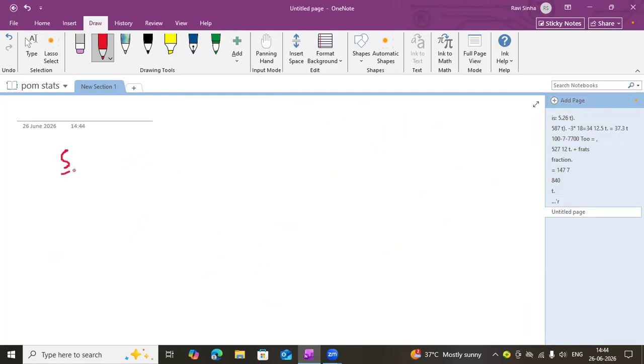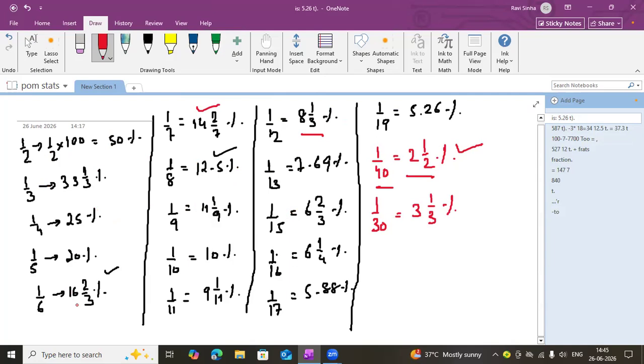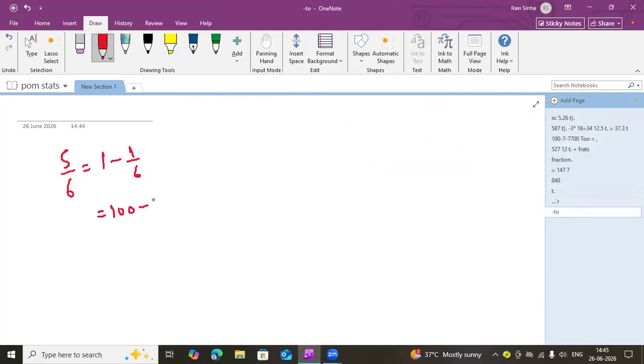Next is 5 by 6. This can be written as 1 minus 1 by 6. Or this is 100% minus 1 by 6, which is 16 2 by 3%. So 100% minus 16 2 by 3% is 83 1 by 3%.